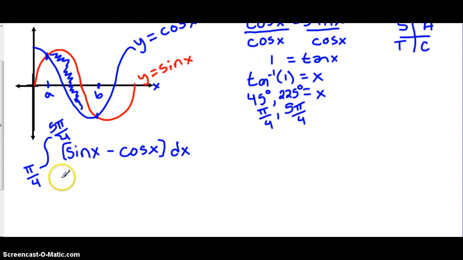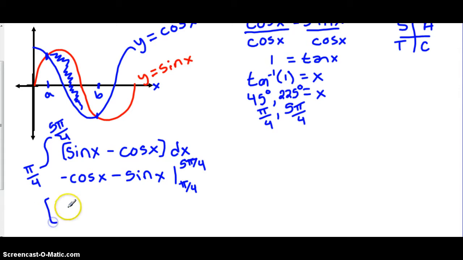The antiderivative of sine is negative cosine. I'm going to keep the negative sign with me. And the antiderivative of cosine is sine. Then remember, we're going to evaluate this between pi over 4 and 5 pi over 4. So we're going to substitute in 5 pi over 4. We'll start off with the first set: negative cosine of 5 pi over 4, and then minus sine of 5 pi over 4. Close my parentheses.